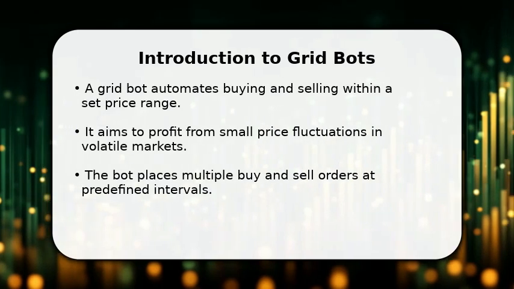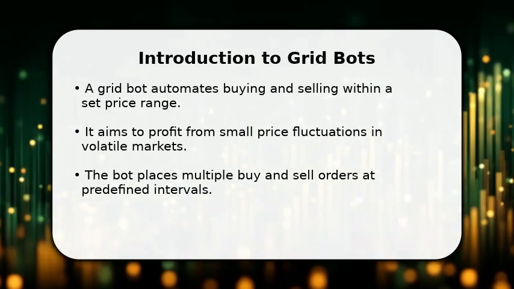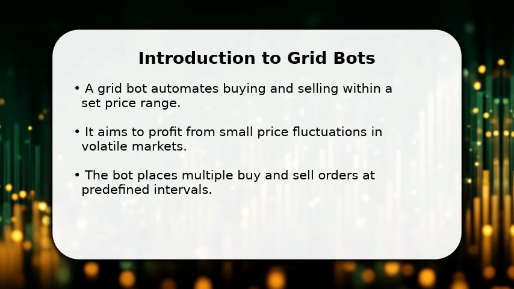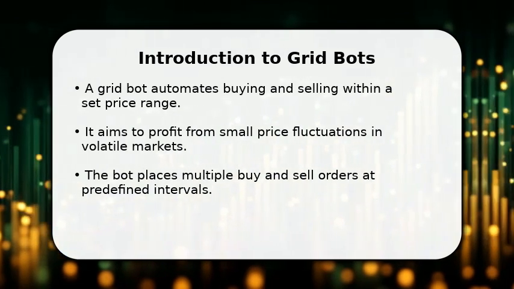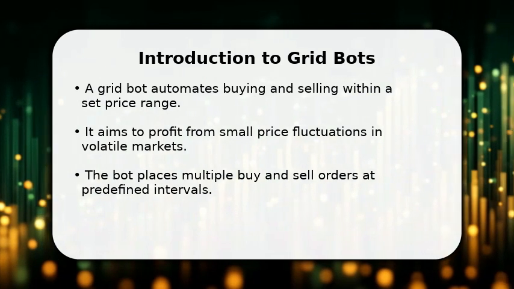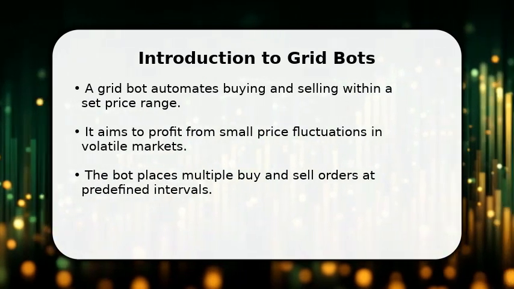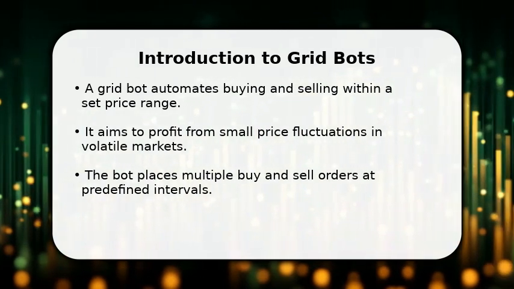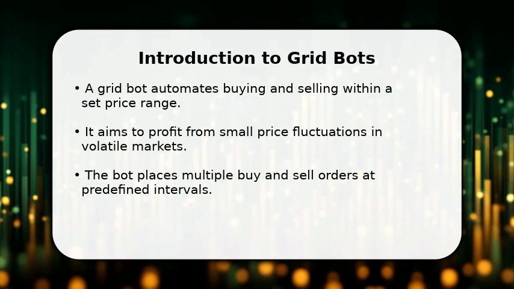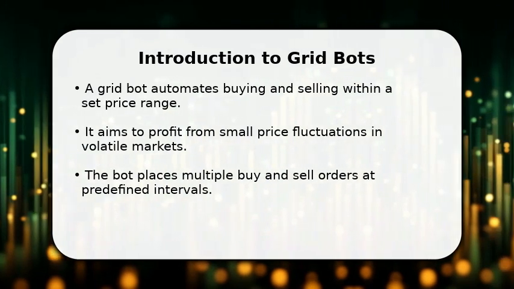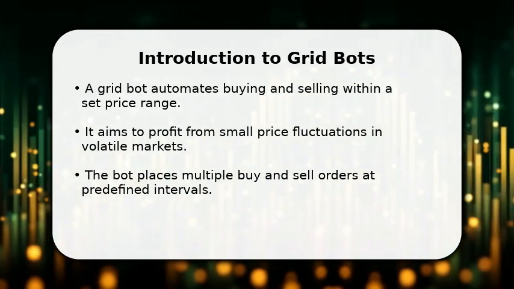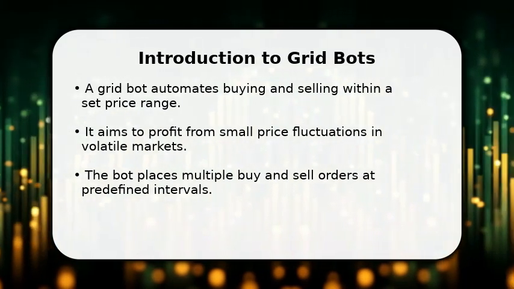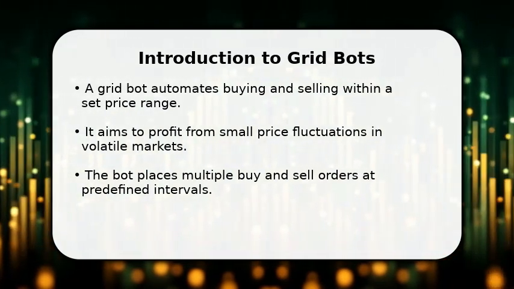In this video, I will explain how to use the Binance Grid Bot. A grid bot is an automated trading strategy designed to capitalize on market volatility. It works by placing a series of buy and sell orders at incrementally increasing and decreasing prices within a specified range. This allows you to automatically buy low and sell high, potentially generating profits from sideways or fluctuating markets without constant manual intervention. It's a powerful tool for consistent gains.